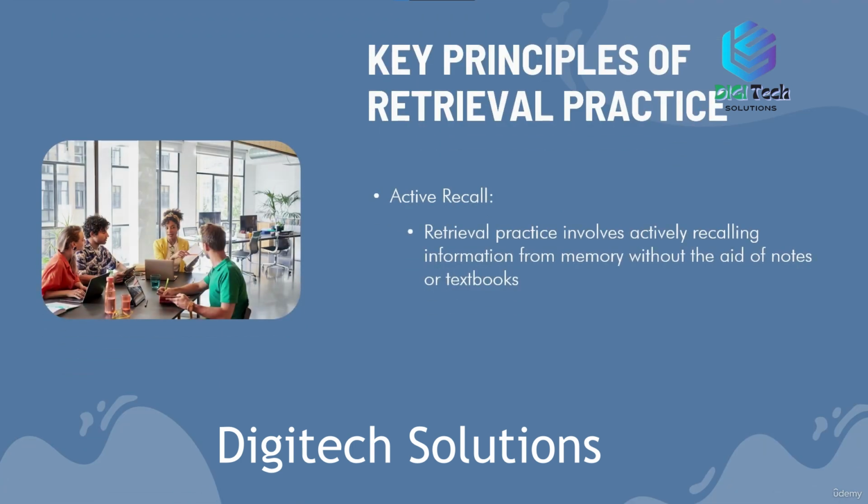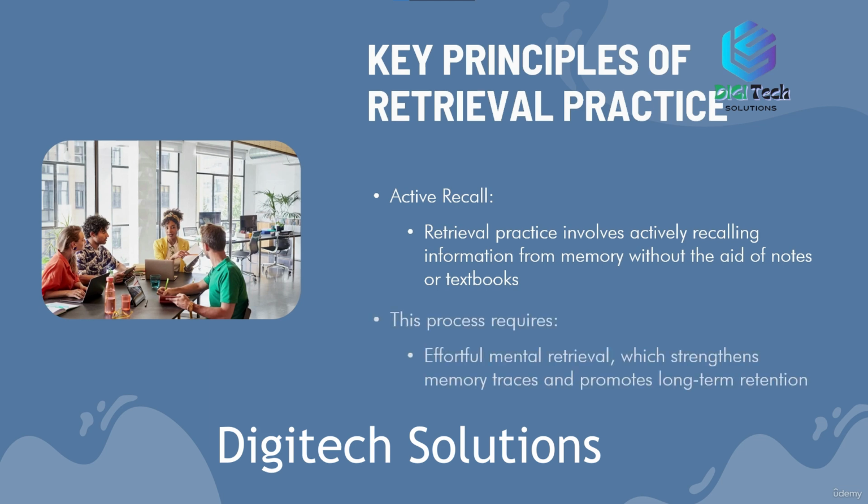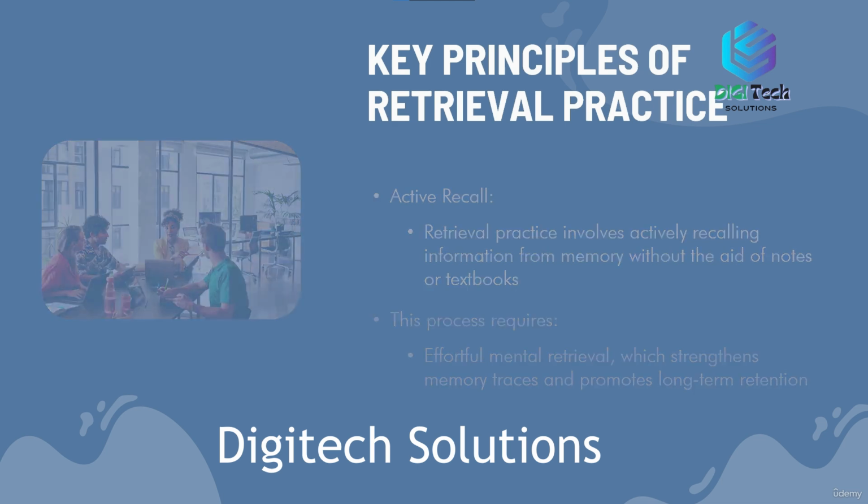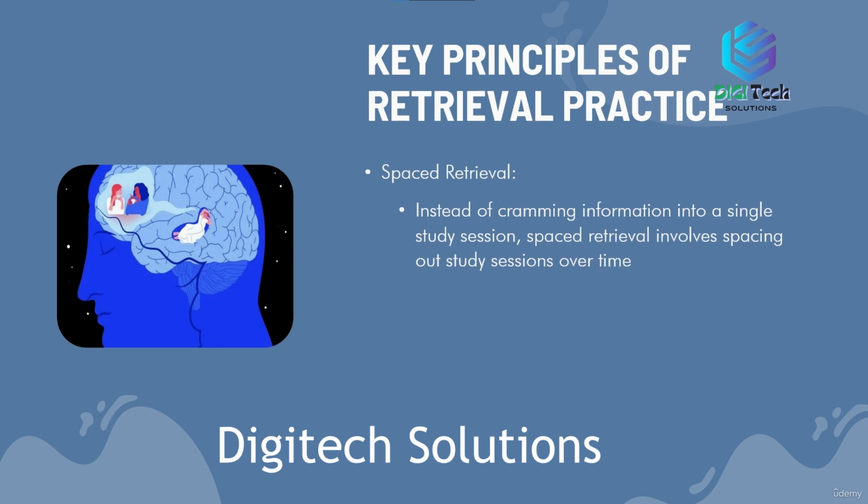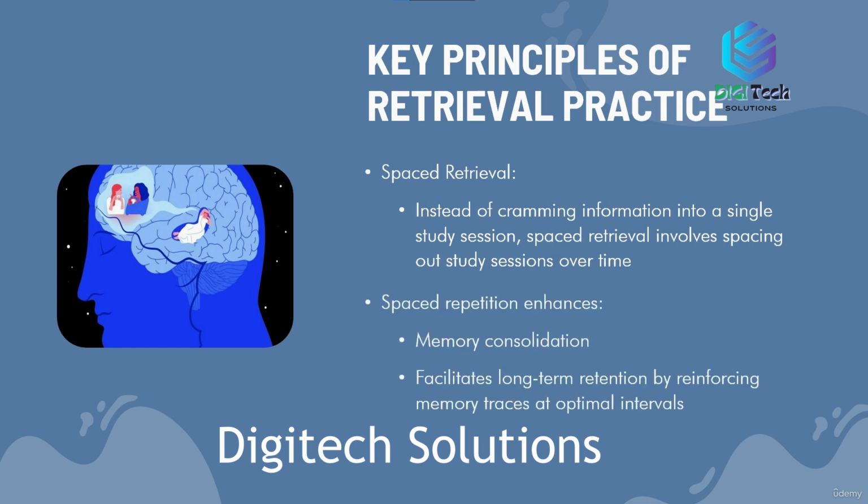Active recall. Retrieval practice involves actively recalling information from memory without the aid of notes or textbooks. This process requires effortful mental retrieval, which strengthens memory traces and promotes long-term retention. Spaced retrieval. Instead of cramming information into a single study session, spaced retrieval involves spacing out study sessions over time. This spaced repetition enhances memory consolidation and facilitates long-term retention by reinforcing memory traces at optimal intervals.